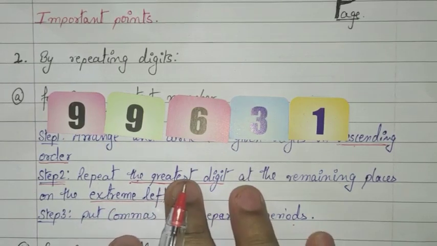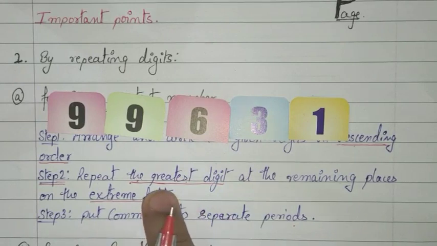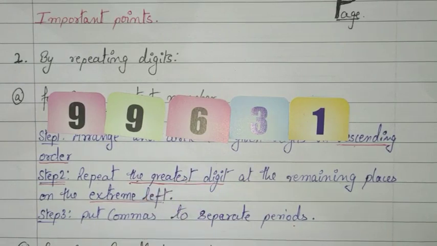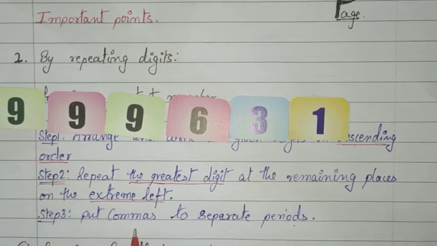If you have to form a 6-digit number, then again which digit do you have to repeat? You have to repeat the greatest digit. Then 9 is the greatest digit. You have to repeat it at the extreme left.